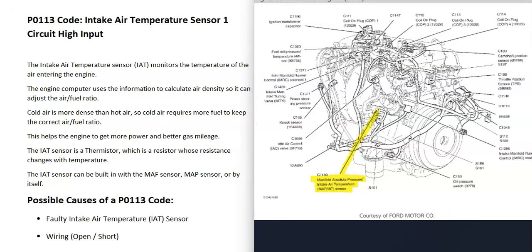And so for this reason, it's a good idea to get a diagram where all the sensors are located on your particular engine, because it can be different depending on the year, the make, the model, things like this. So first thing to do, if possible, is get a diagram where all the sensors are located on your particular engine, because there can be differences, and it will make it easier to go and find it.